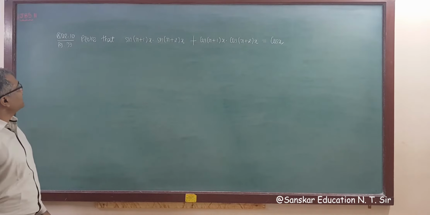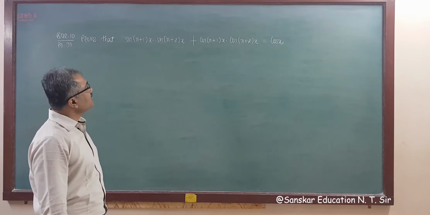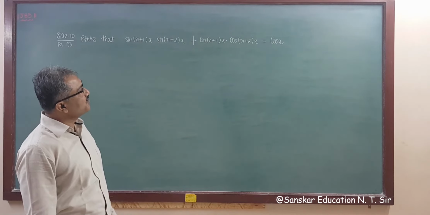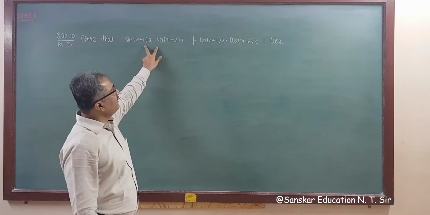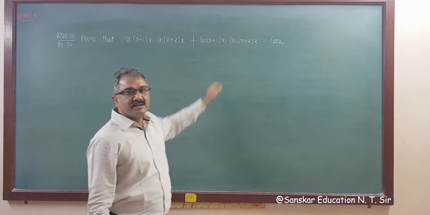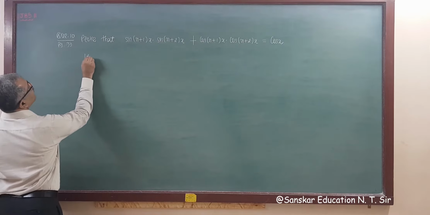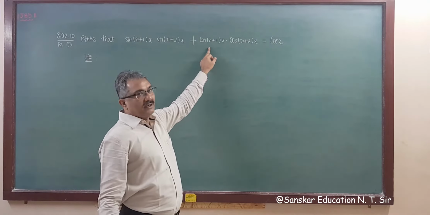Question number 10, page 73. Prove that sin(n+1)x sin(n+2)x plus cos(n+1)x cos(n+2)x is equal to cos x. See, both have sine, both have cos. So if we take the left hand side, I am writing cos first.